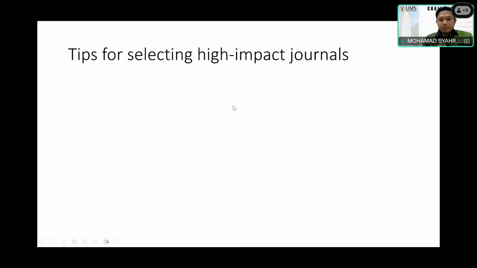Okay, so this is some tips for selecting high impact journals. When we say high impact, it must be indexed under the Web of Science. So we have the Scopus and Web of Science databases. So you have to know the difference between both of the metrics.